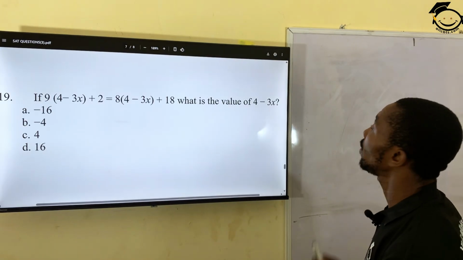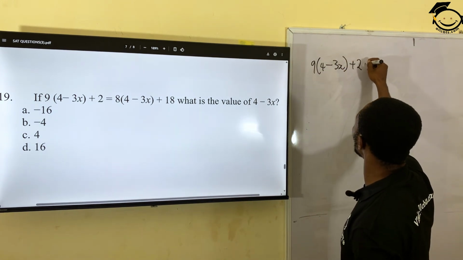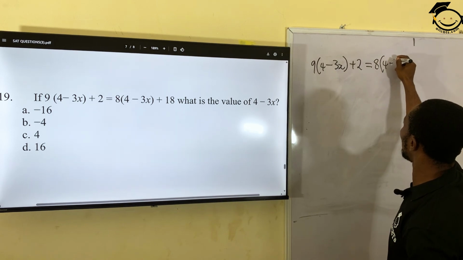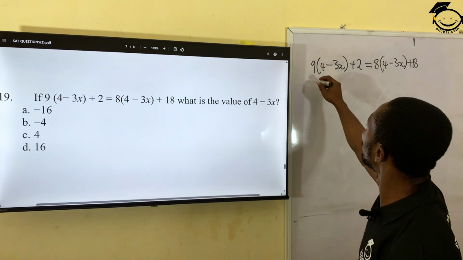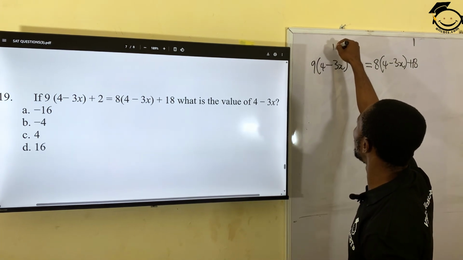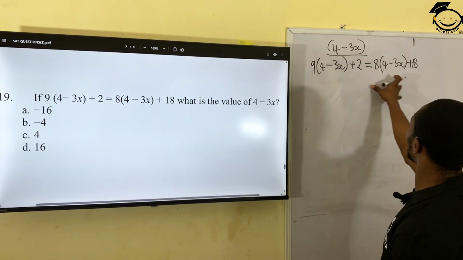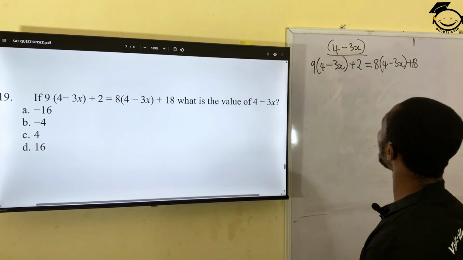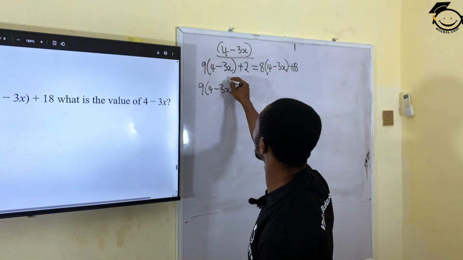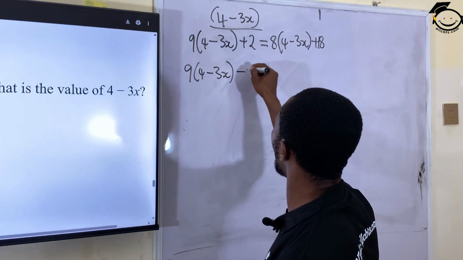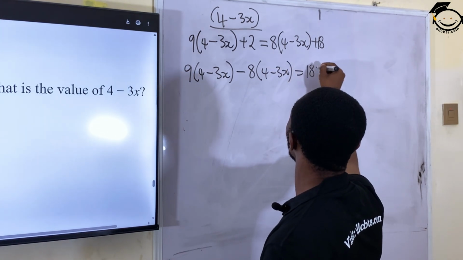If 9(4 minus 3x) plus 2 equals 8(4 minus 3x) plus 18, what is the value of 4 minus 3x? So we are looking for 4 minus 3x. Now, for us to solve this, we have common terms. We can bring them together. This becomes 9(4 minus 3x). This going over will become minus 8(4 minus 3x) equals 18 minus 2.